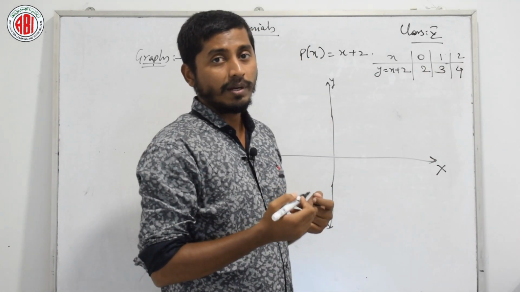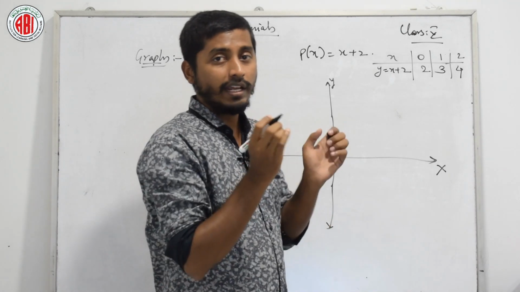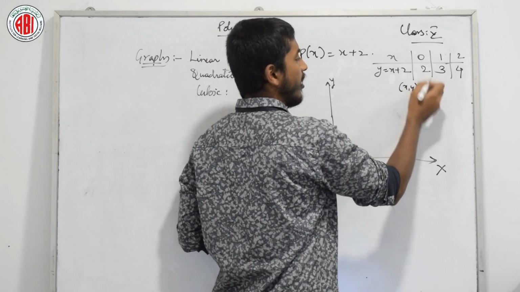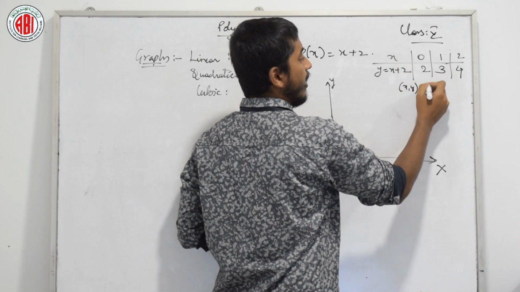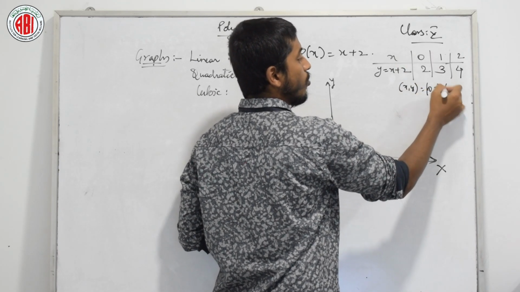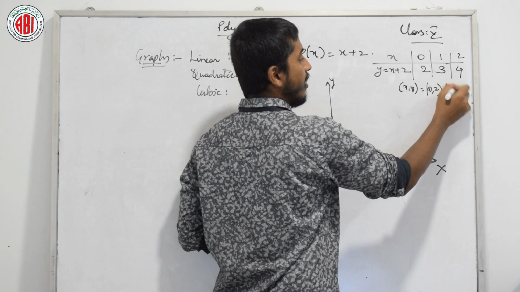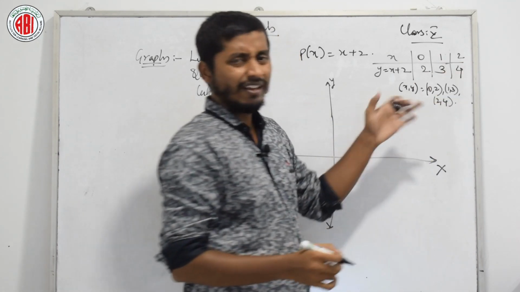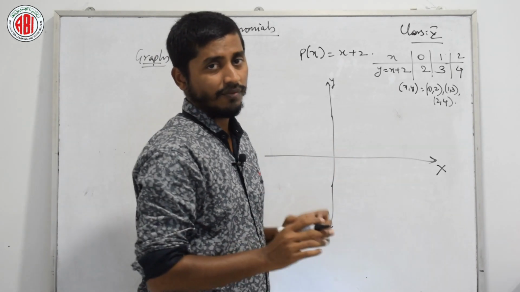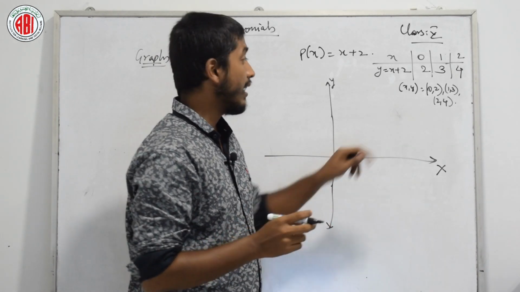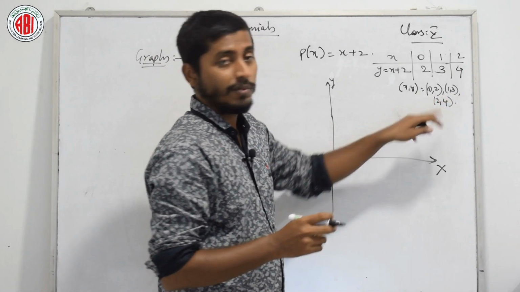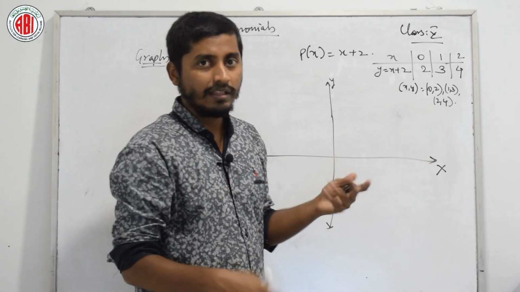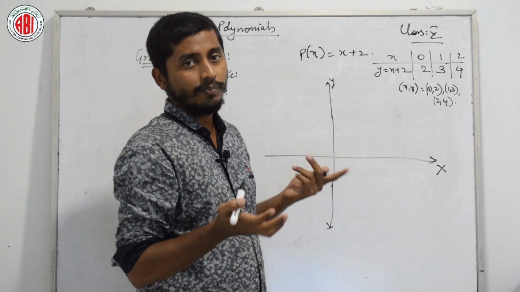Now I have to represent these as coordinates, that is x comma y. What are the different coordinates we are getting here? Here it is 0 comma 2, here it is 1 comma 3, and here it is 2 comma 4. We have got 3 points. It's more than enough. At least you need to have 2 points, because whatever the graph, you have to join at least 2 points, right? Then only we can estimate the graph.